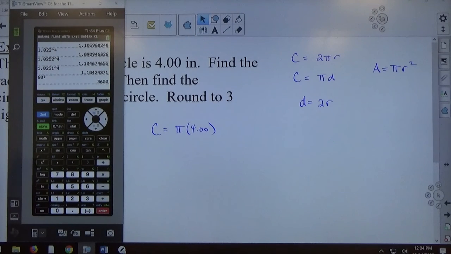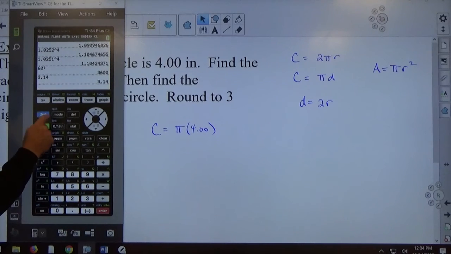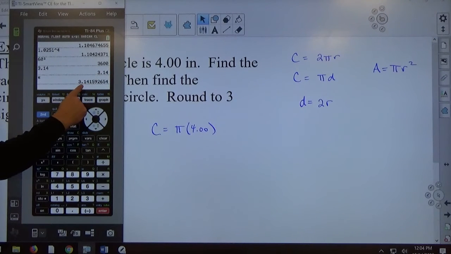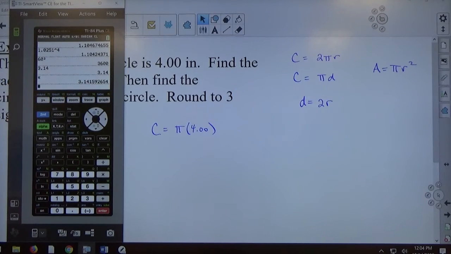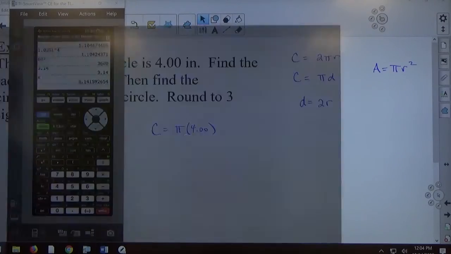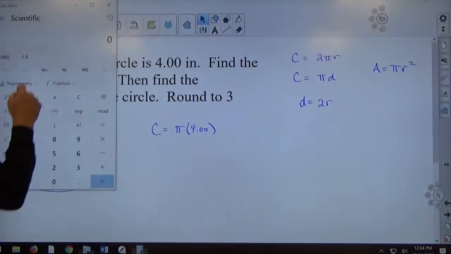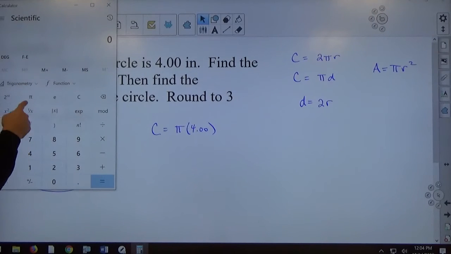I want more accuracy. 3.14 is an approximation for pi. The actual value of pi is much more elaborate than that. You can see that 3.14 is what it rounds to, but 3.14159265 goes on forever and ever. If you have a calculator, like the computer calculator, let me just do that real quick. Let's go scientific on this thing and see what happens. Here's the pi button here. It goes to more decimal places.